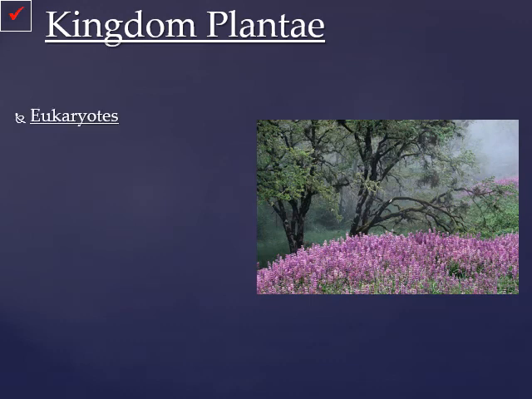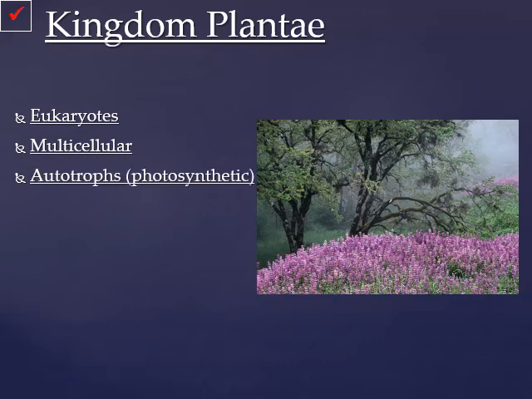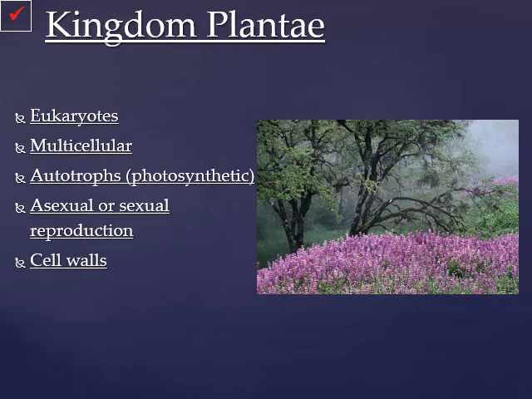So for example, mold and mushrooms are great examples of the kingdom fungi. The kingdom plantae, these are eukaryotic individuals. So remember, eukaryote contains a nucleus. They are often multicellular or containing more than one cell. They are autotrophs. Most plants are autotrophic, meaning they can create their own food, and most of these are photosynthetic, meaning they create energy from the sun.